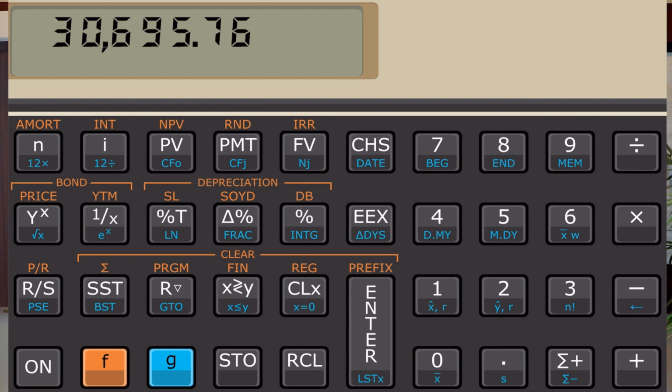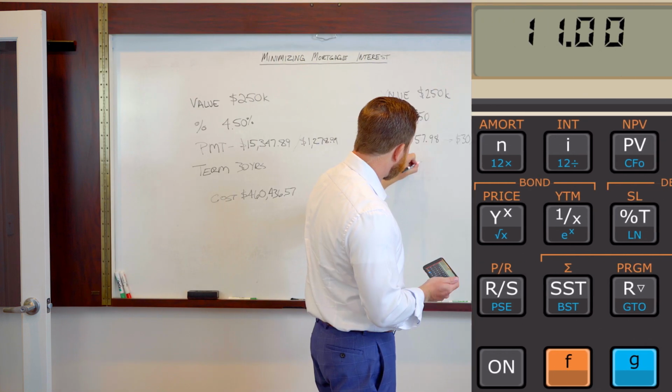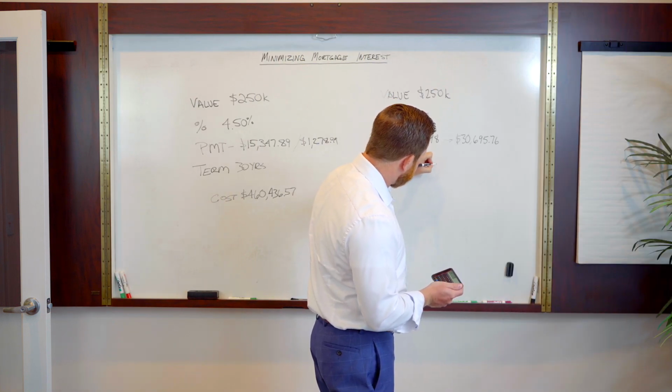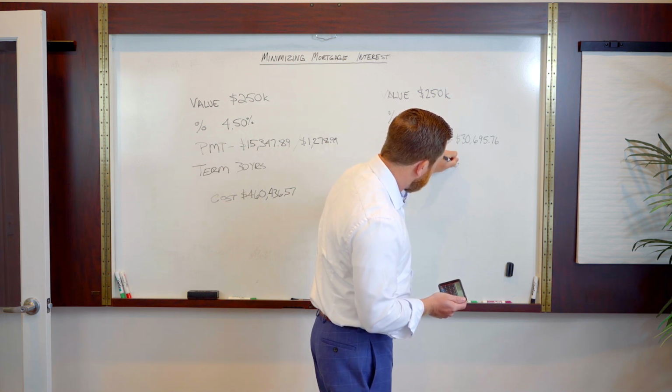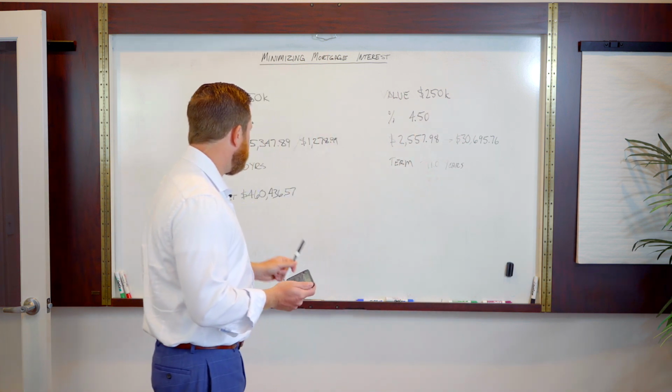So now let's actually solve for our term, because it's not going to be 30 years of payments here. So if I take that $30,695.76, I'm going to hit change sign, and that's going to go into our payment. Let me go ahead and re-enter $250,000 present value, 0 future, 4.5 interest, and then I hit N, and N will give me the term. How long is it going to be to pay down this $250,000? And that comes out to 11.00 years.